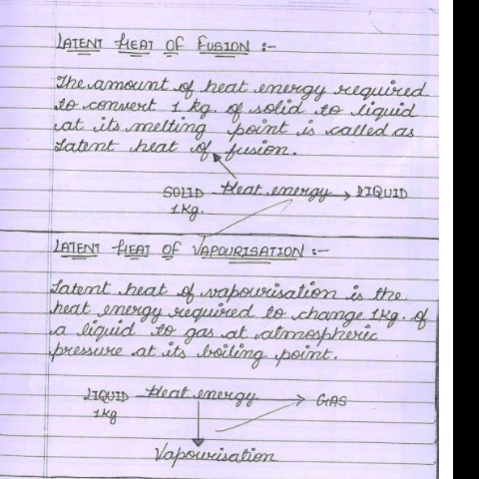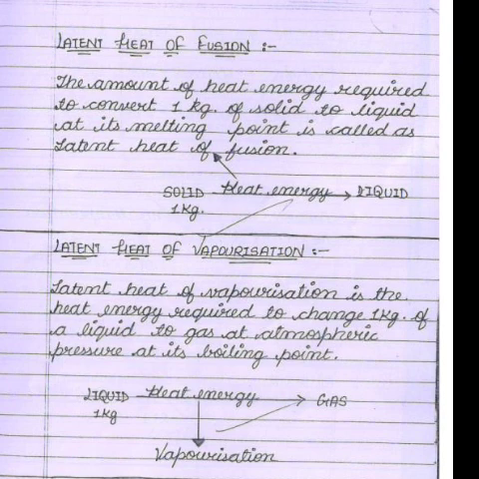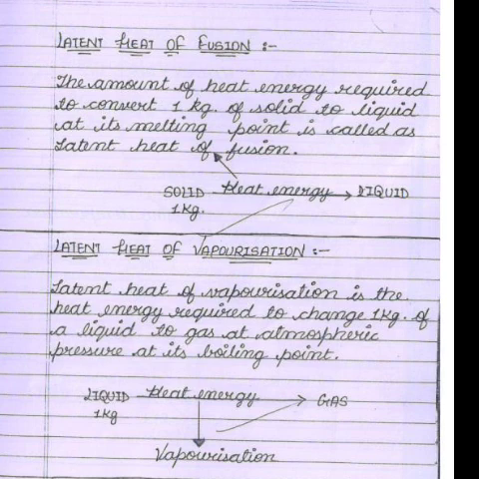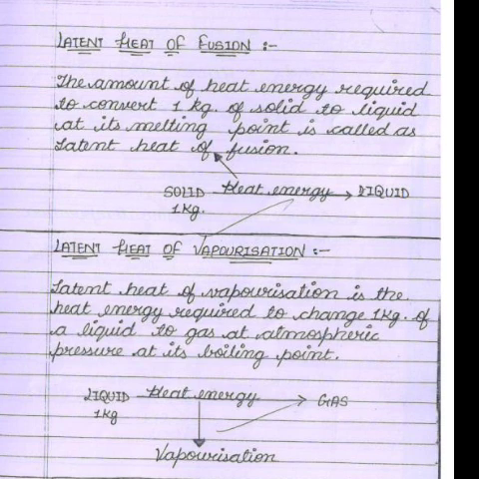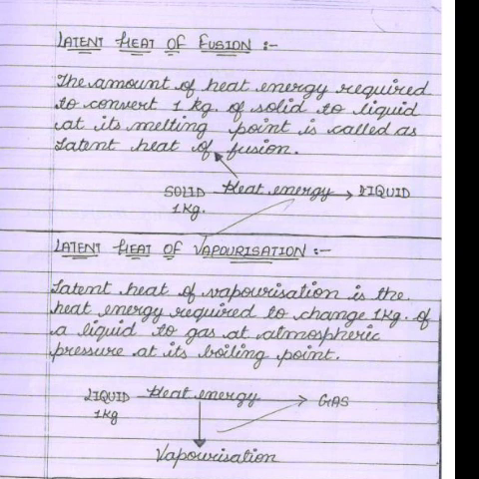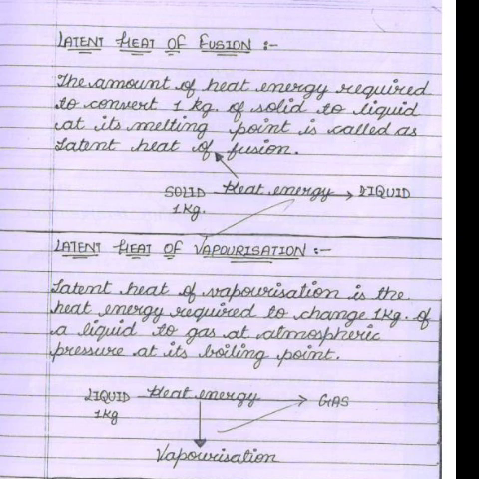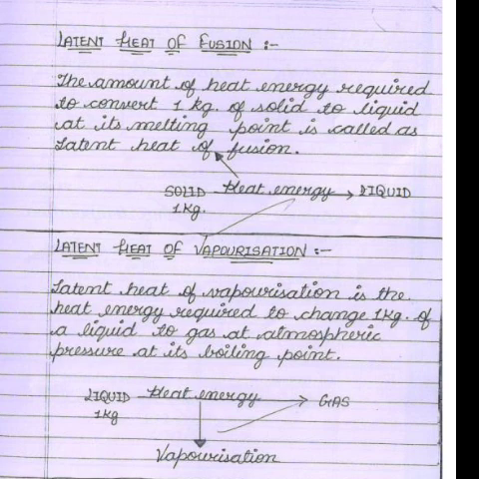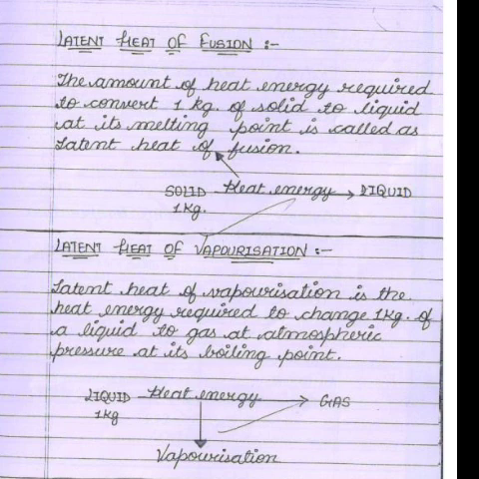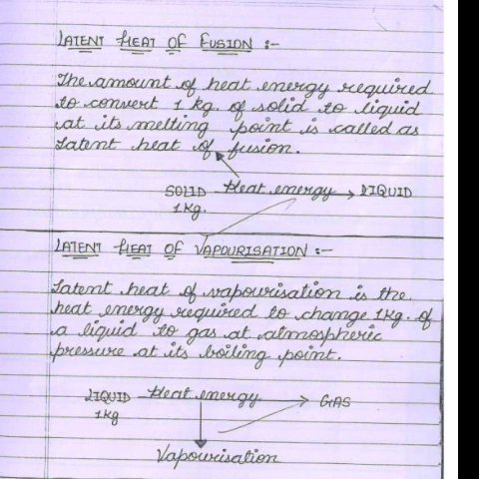The next topic is latent heat of vaporization. It is the heat energy required to change 1 kg of liquid to gas at atmospheric pressure at its boiling point. That means again when you have to convert 1 kg of liquid to gas at its boiling point, there will be a heat energy required. So that kind of heat energy is called latent heat of vaporization.